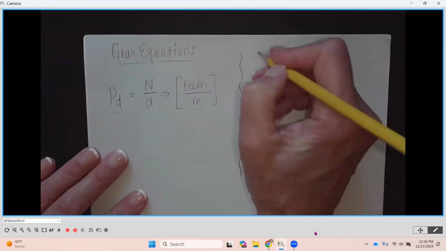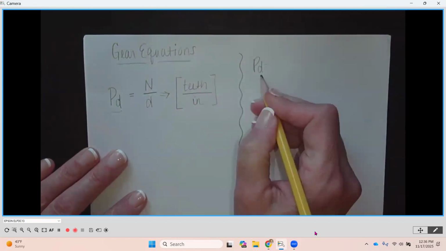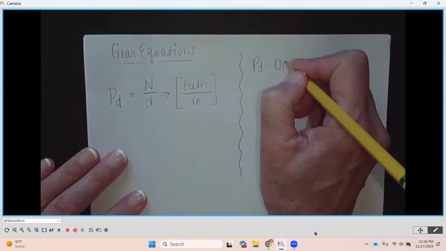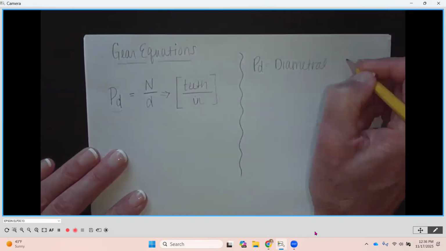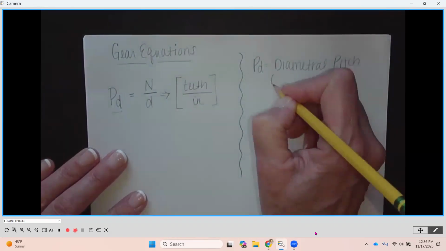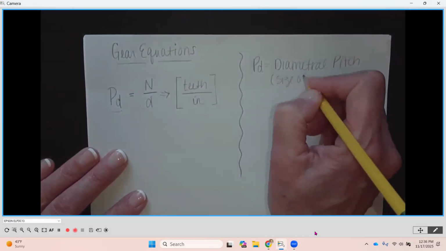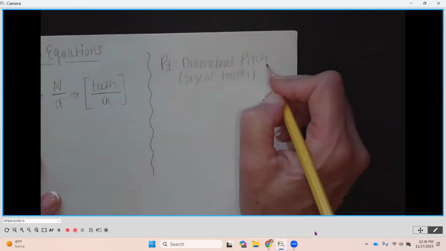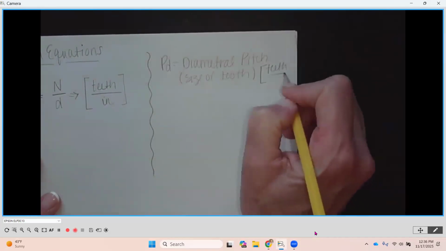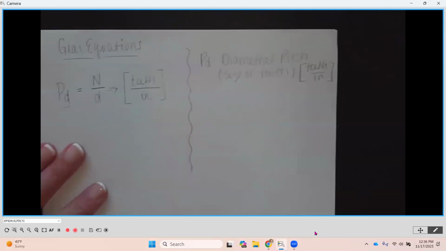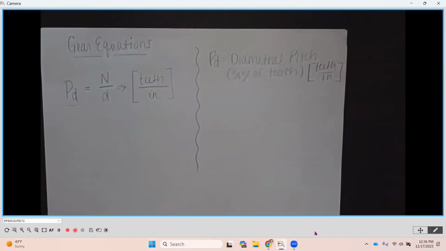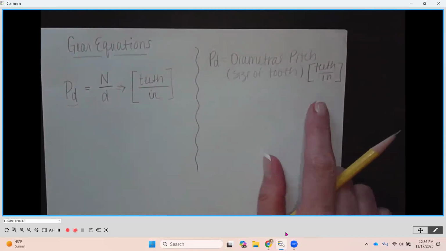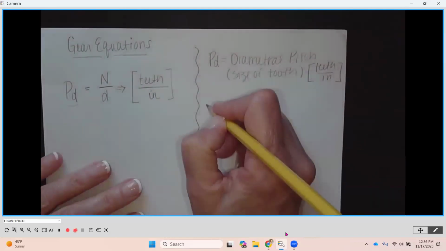So over on the left-hand side here, I'm going to say capital P sub D is equal to, this is called diametral pitch of a gear. And I like to put in parentheses, size of tooth. Size of tooth, and the units here are teeth per inch. Even though they're not going to be given in a problem, when we work problems where we either have to use the diametral pitch or calculate it, we're going to have to add the units.